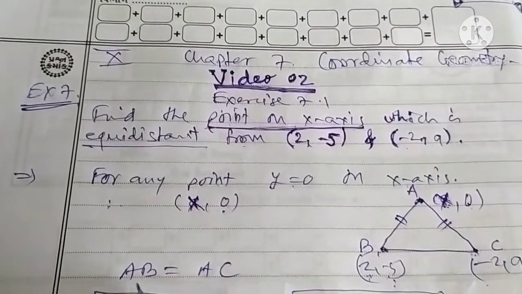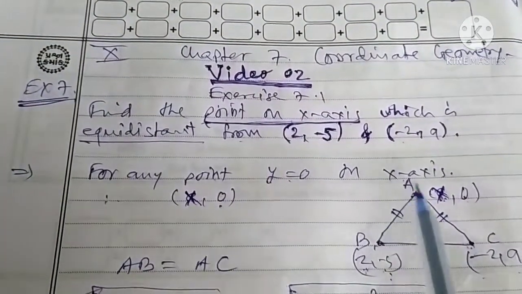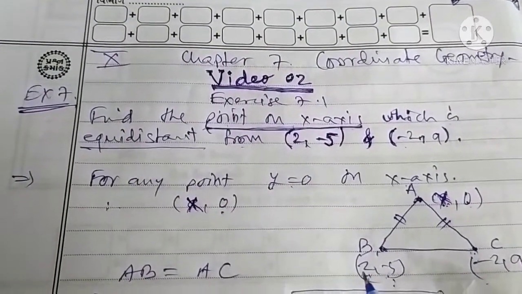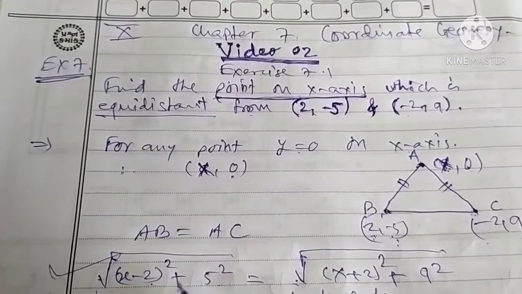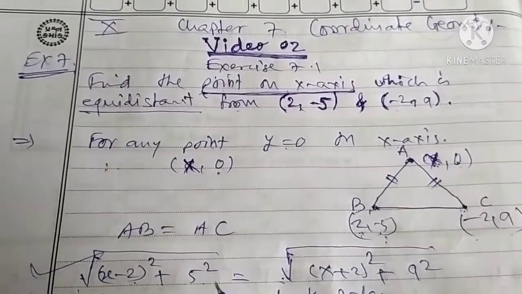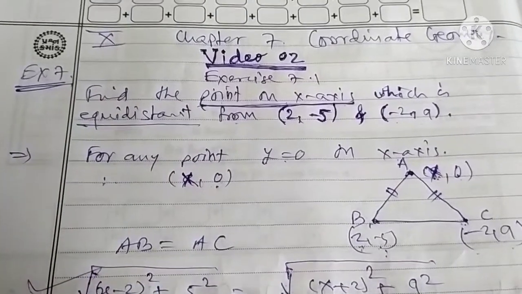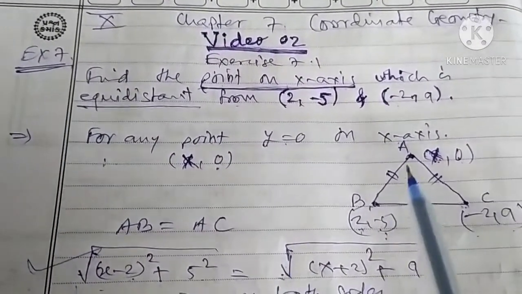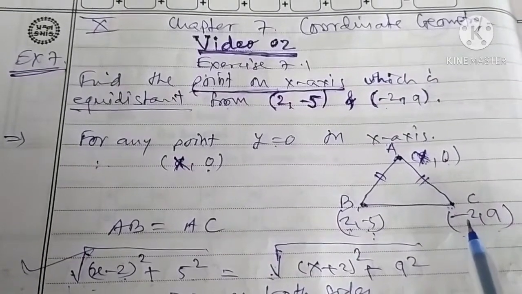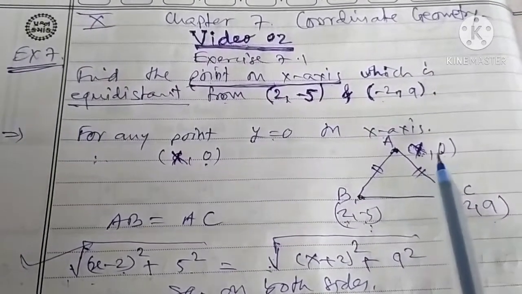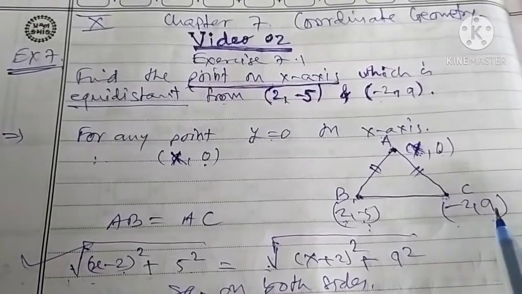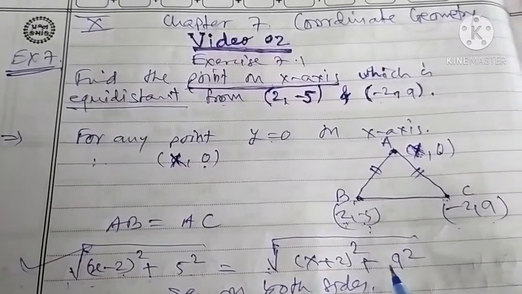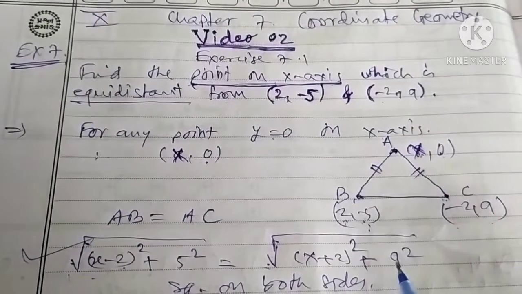Then we know the distance formula, (x2 minus x1) bracket square. You can write directly under root (x minus 2) bracket square plus (0 minus (-5)) bracket square, so under root (x minus 2) bracket square plus 5 square. This formula is known to us. Equal to, see, (x minus (-2)) bracket square and (0 minus 9) square, which will be plus 9 square. Clear? Because negative square is positive.